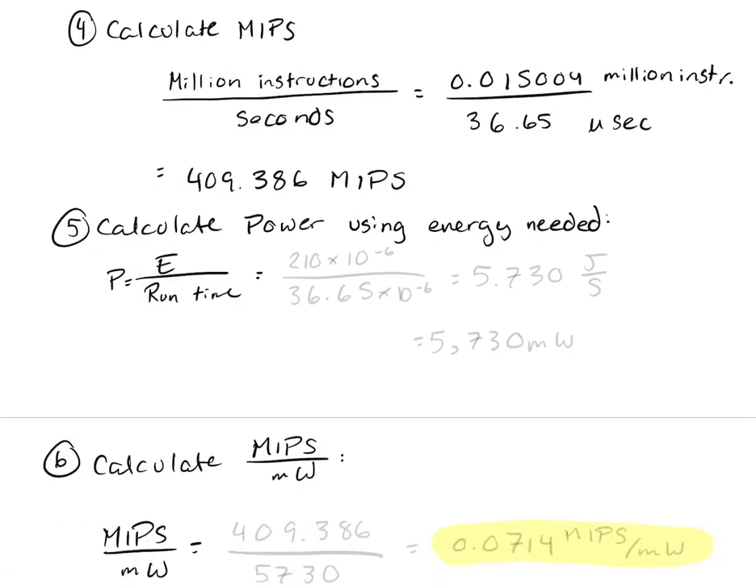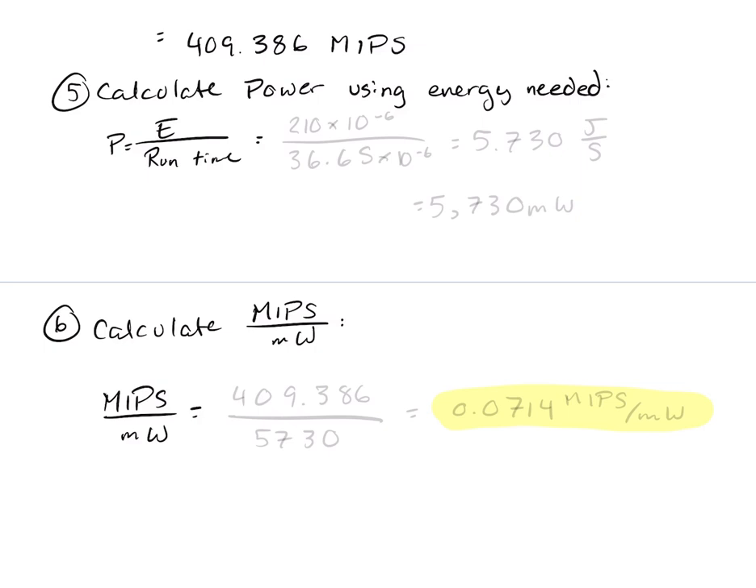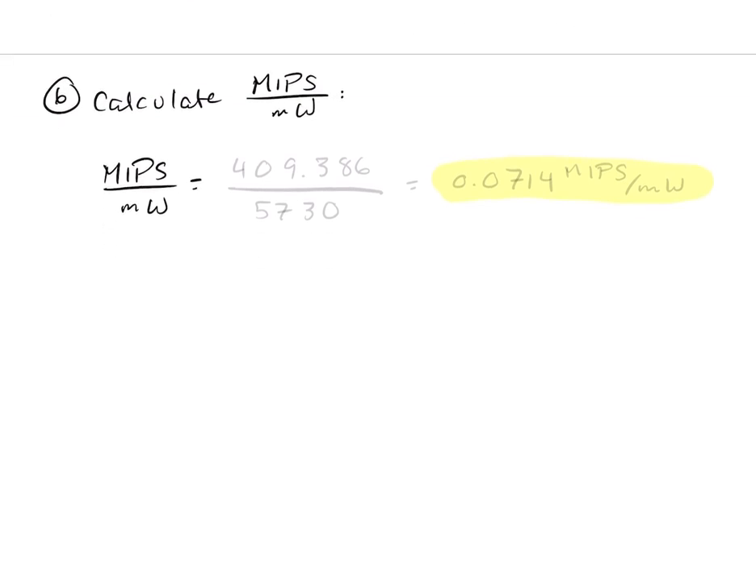Next, we calculate the power using the energy needed to execute the program. Power is equal to energy over runtime, which we calculated both earlier: the energy needed to execute the program is 210 microjoules, and runtime is 36.65 microseconds. This is equal to approximately 5.730 joules per second, or watts in other words. So this is equal to approximately 5,730 milliwatts.